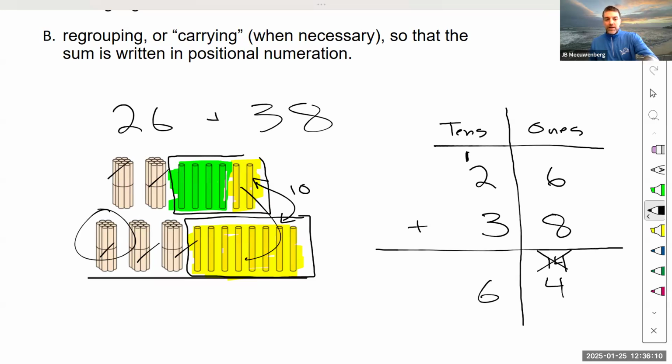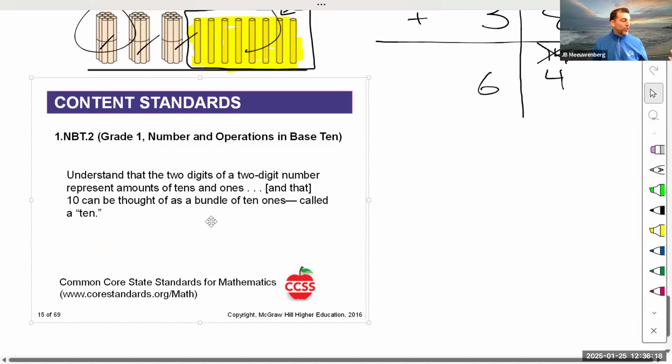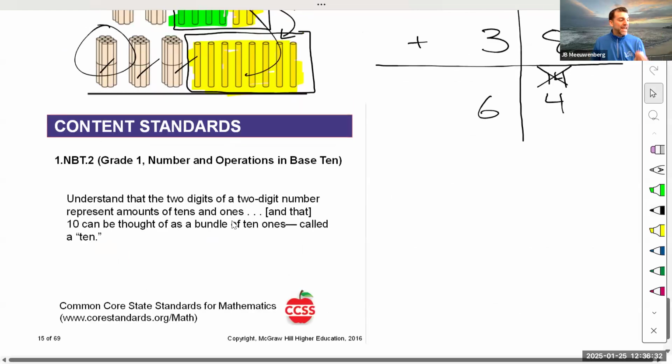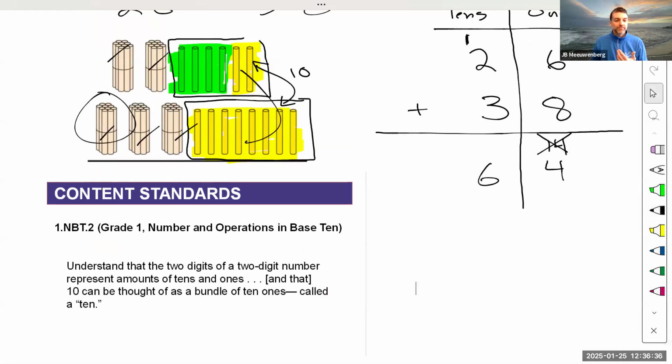And that is one of those, again, content standards, going back to our Common Core. Students in grade 1, first grade, understand that the 2 digits of a 2-digit number represent amounts of 10s and 1s, and that 10 can be thought of as a bundle of 10 1s, right? That's what we did right there.